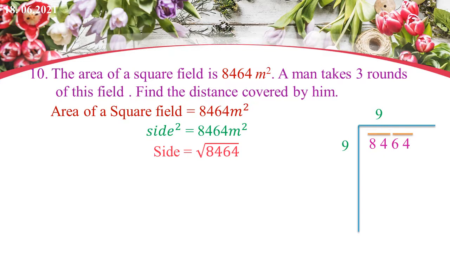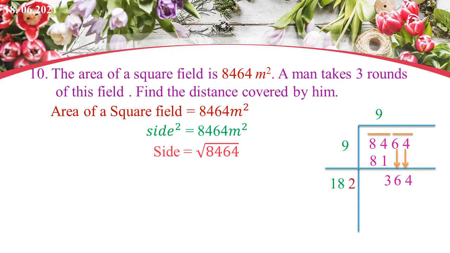Then multiply 9 and 9, we will get 81. Now subtract 81 from the first period 84. We will get 3 as the remainder. Then bring down the next period 64 to the right of the remainder. So now 364 becomes the new dividend. Now obtain the new divisor by taking 2 times the quotient. On doubling the quotient 9, we will get 18.